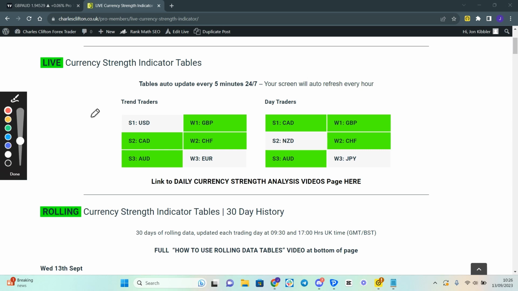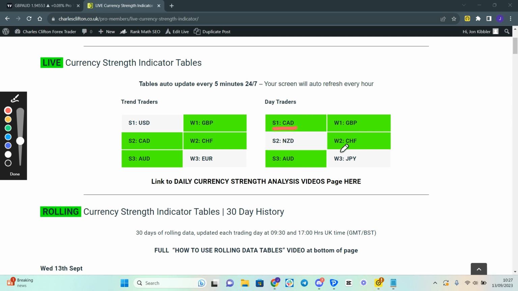Here you can see we have our live currency strength indicator table in front of us, and pound remains the weakest currency at W1. We also have the Canadian dollar as S1, and that is an area we're going to be looking to focus on going into today. The Australian dollar was in S2 at the time. That has fallen down to S3, but I still quite like the idea of pound Aussie to the downside.